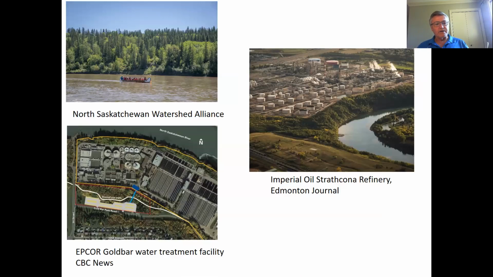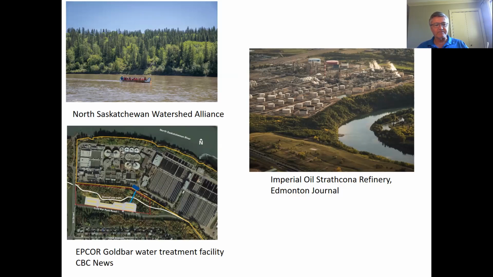The Lake Winnipeg Basin has a number of what we call point sources and non-point sources. So these are the point sources of pollution. Just downstream from Edmonton in the North Saskatchewan watershed, we have things like this Imperial Oil Refinery, which is built right up to the edge of the river, as well as, in the lower left-hand corner, the EPCOR water treatment facility, built right next to the North Saskatchewan River.